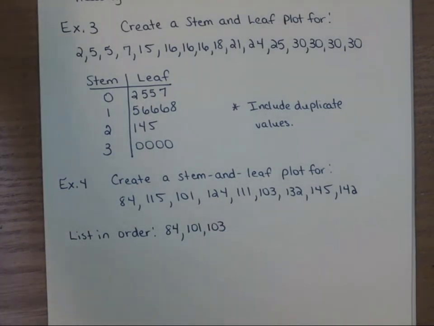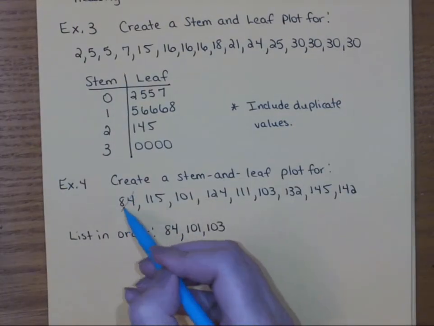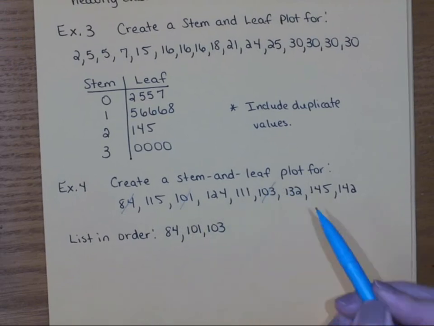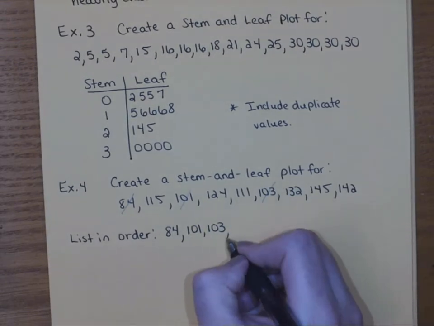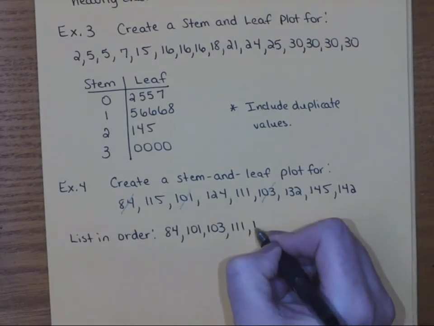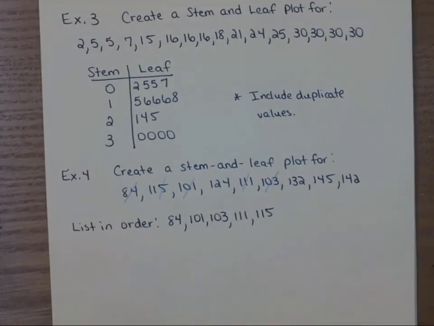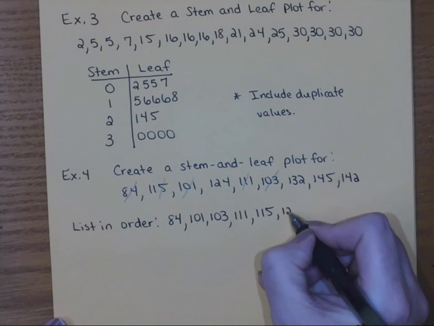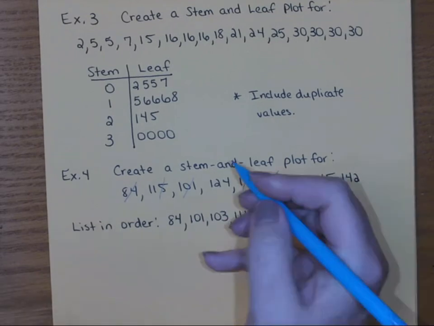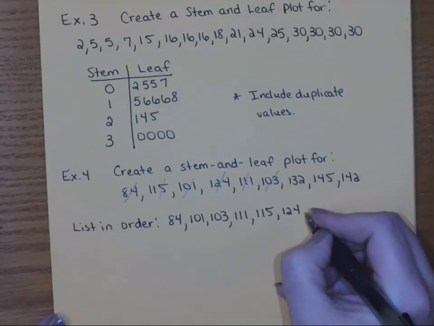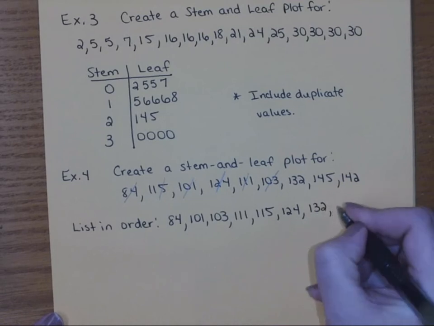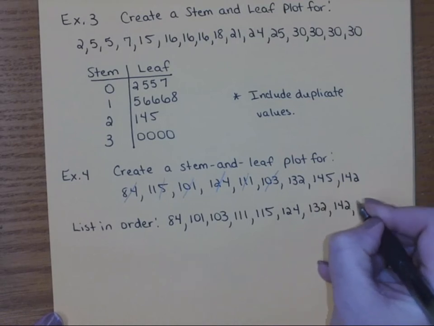By the way, sometimes when I'm worried about forgetting some, I'll cross them out as I go, like I took care of my 84. So I have a 111, a 115. Looks like I just have one in the 120s, 124. Looks like I just have one in the 130s, 132. And then finally 142 and 145.